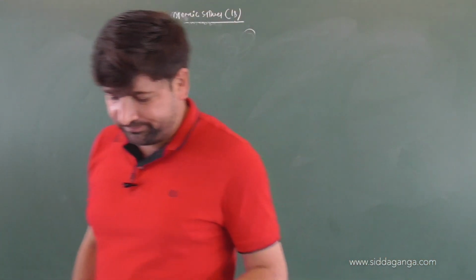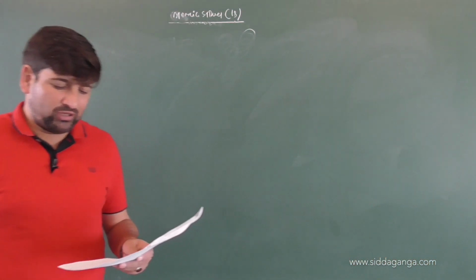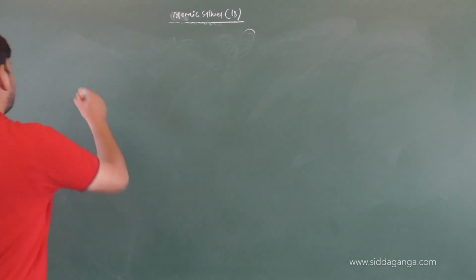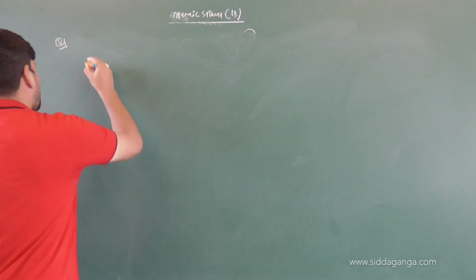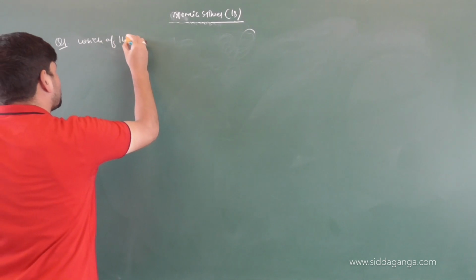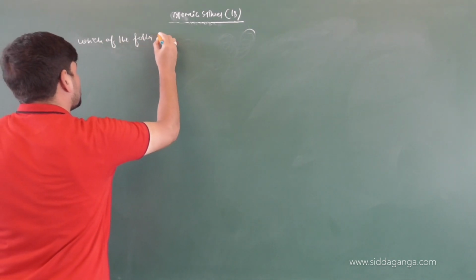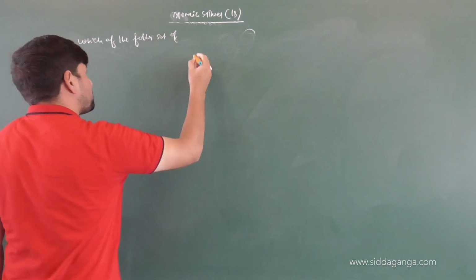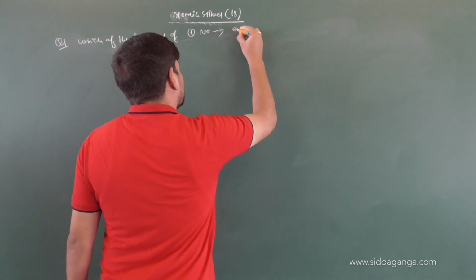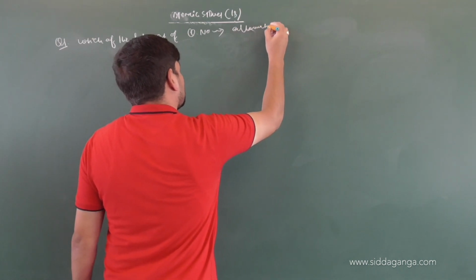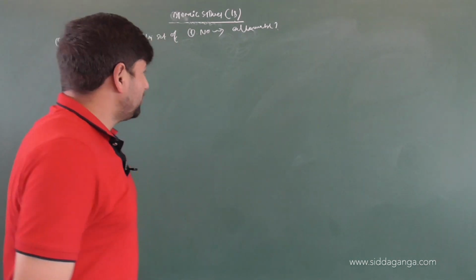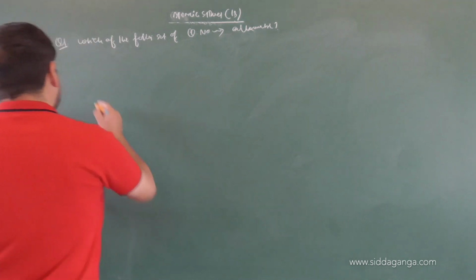We have one question here. Which of the following sets of quantum numbers is allowable? So question number 1: which of the following sets of quantum numbers is allowable? Means which of the following quantum numbers is possible? So we have been given options.